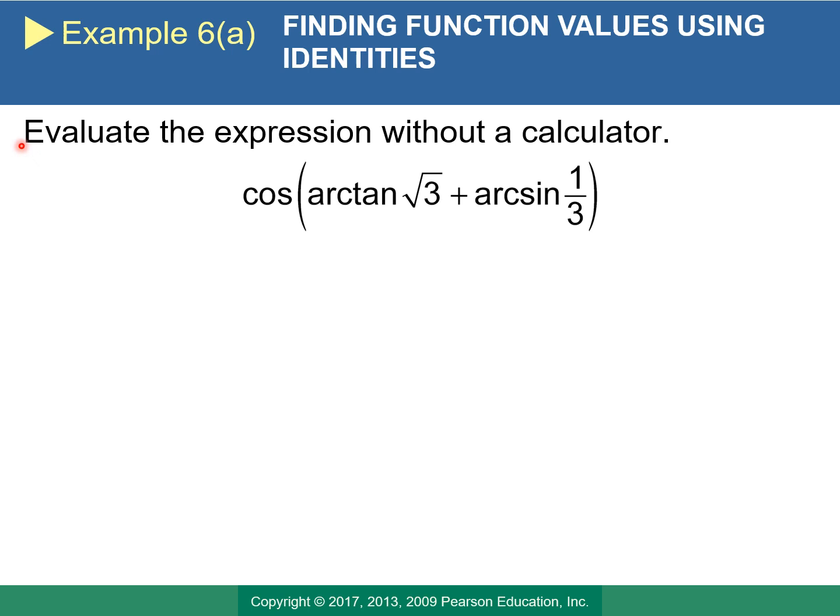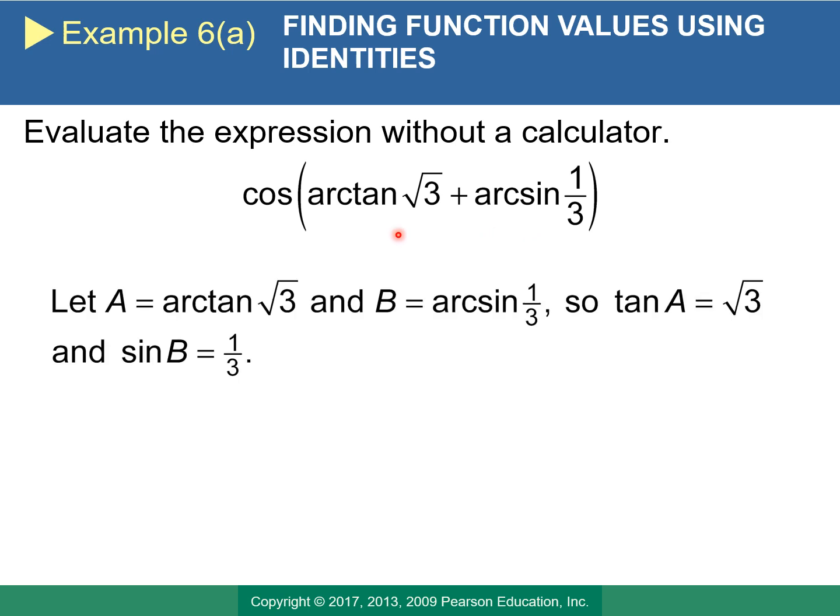Let's try this example now. Also evaluating an expression without a calculator, but this time it's a little different because we have two angles going on inside the argument of cosine. Arc tangent of root 3 is an angle, plus arc sine of 1/3, also an angle. So this is cosine of the sum of two angles, and we're going to have to work with both of these.